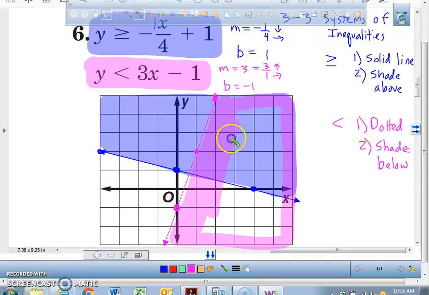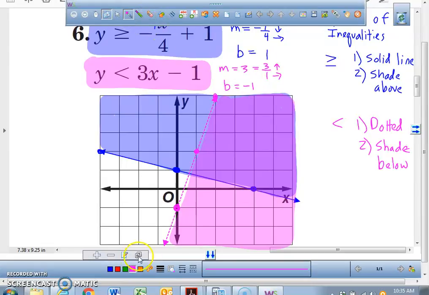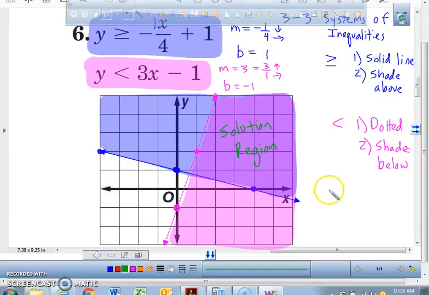And as you do this, I want your brains to recognize where the two shaded parts meet, because that is your area. That is your solution region. That's where all the answers are. It's kind of a shady region. So the solution region is right there.